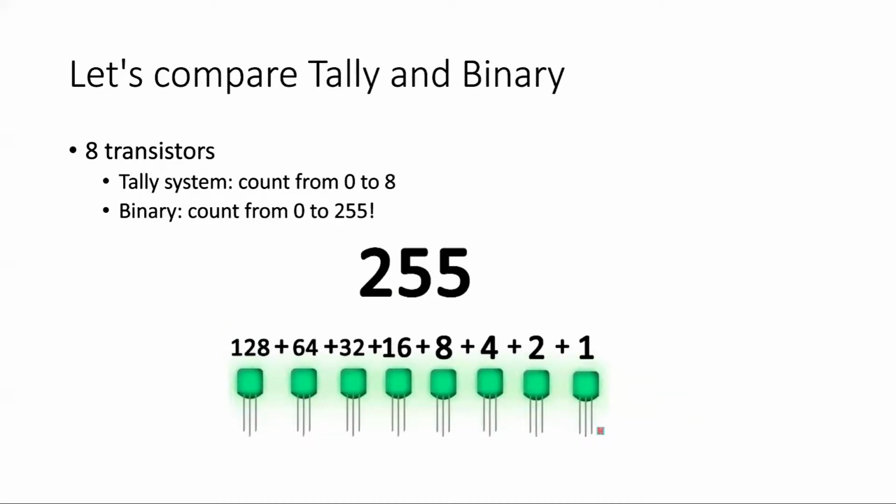Let's compare a little bit the tally system and binary system. If we had 8 transistors, in the tally system, we would only be able to count from 0 to 8. Whereas in the binary system, we can count from 0 to 255, because with the first transistor, we can show 0 or 1. The second transistor can show 2, the next one 4, 8, 16, 32, and the 8th transistor can show 128, and when we add all this up together, it gives us 255.